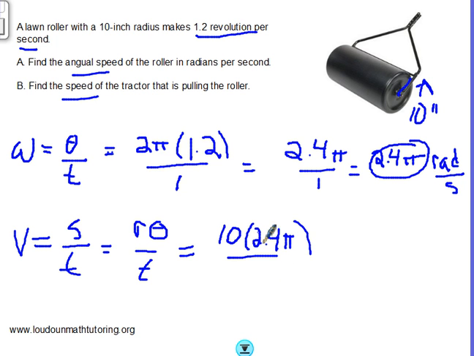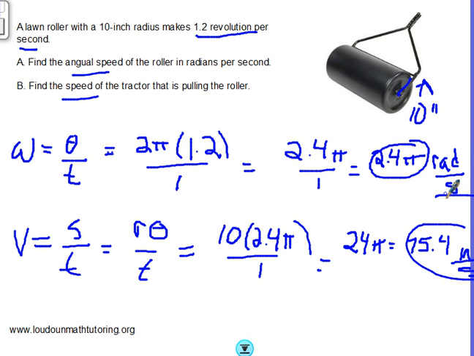Again, how long does it take us? In this problem there's no conversion because everything's in 1 second. So 10 times 2.4 pi is 24 pi. If you want to put this in decimal form where it makes a little more sense to the layman, it's 75.4. And what are our units? We were dealing with inches, so inches per second. So in this case we found an angular speed, how quickly the angle is changing. And then the linear speed is basically the distance we're traveling around our circle, which also relates to the speed of the object that's pulling your circle. In this case, the tractor is pulling the lawn roller.